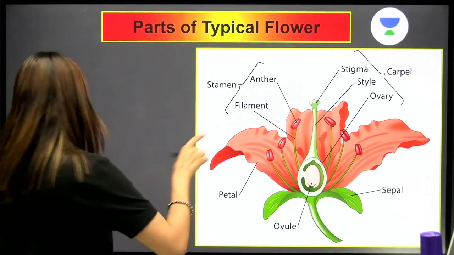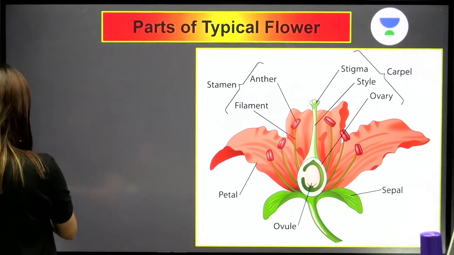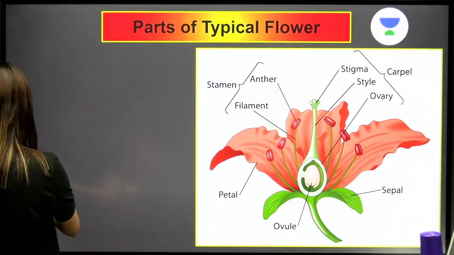Just give me a minute. I think it's hanging for a second. I'm just going to fix it.